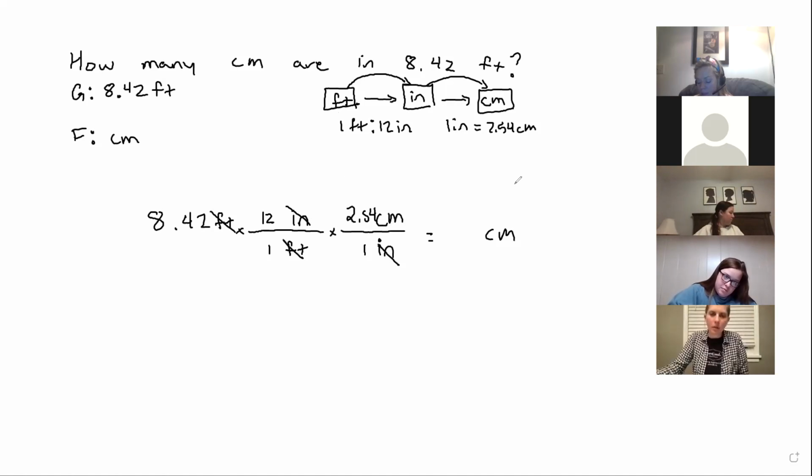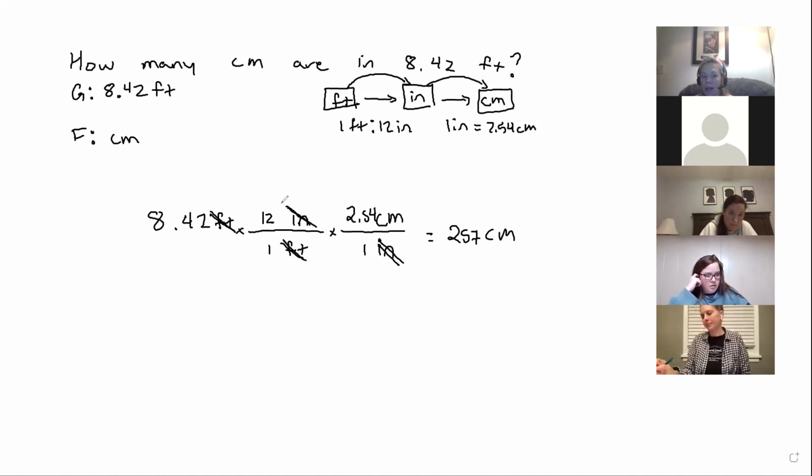I'll round whatever the number is to 3 sig figs. 8.42 times 12 times 2.54. I get 257 centimeters. The feet, one away, the inches, one away. Remember, you multiply anything on the top, you divide by anything on the bottom. I didn't plug in the ones because they don't have any effect. So that's a two-step problem.